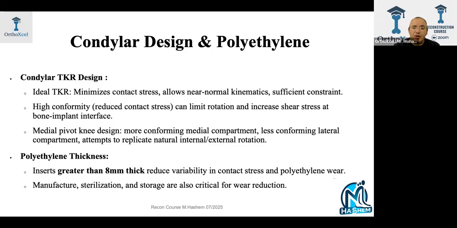Definitely, with the polyethylene, we understand the difference between the ultra high molecular weight polyethylene and high cross-linked polyethylene in the way of manufacture, way of sterilization, and way of storage. As I explained, we need a high cross-linked polyethylene in the hip because we need better wear properties without good mechanical properties. On the other side, in the knee, we need better mechanical properties, even if the wear property is not the best. That's why we use ultra high molecular weight polyethylene in the knee, and we use high cross-linked polyethylene in the hip.